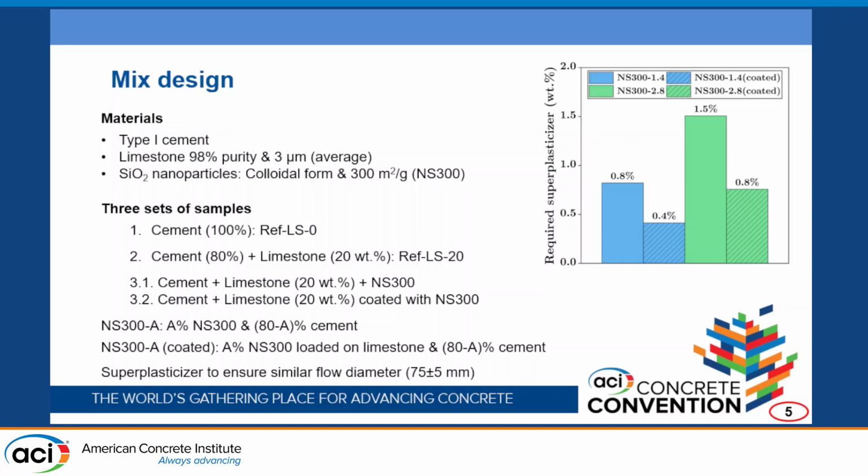And the first benefit that we got out of using the nanosilica-coated limestone composite is that we decreased the required superplasticizer to get to the same flow. We defined the same flow as 75 ± 5 millimeters using the mini slump flow test. It depends on the quantity of nanoparticles, but it is almost a 50% reduction of the required superplasticizer. So that is the first benefit we got out of using this composite.